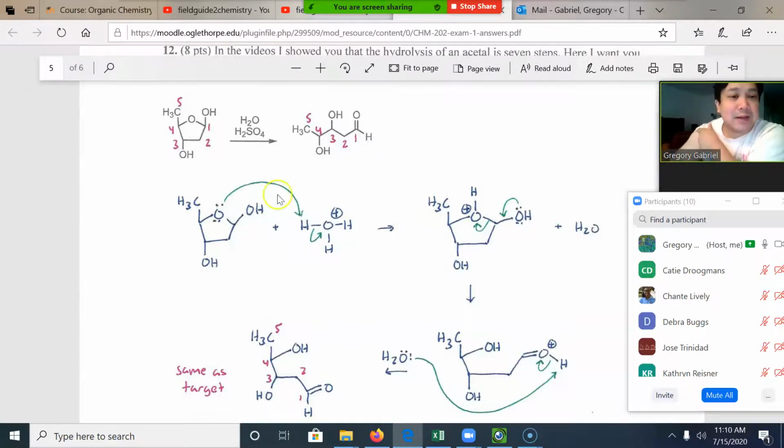The other thing is that I did show the full mechanism of acetal hydrolysis. So chug along the acetal hydrolysis until you get to the hemiacetal, and then you start from there.